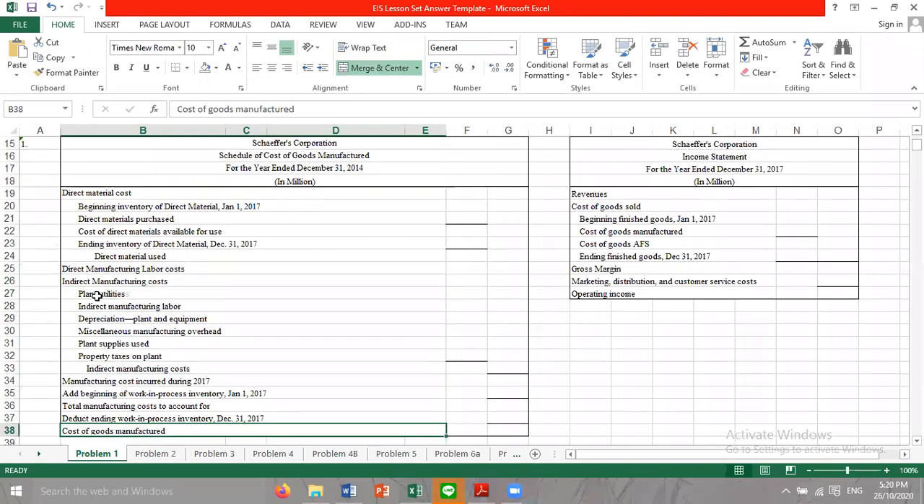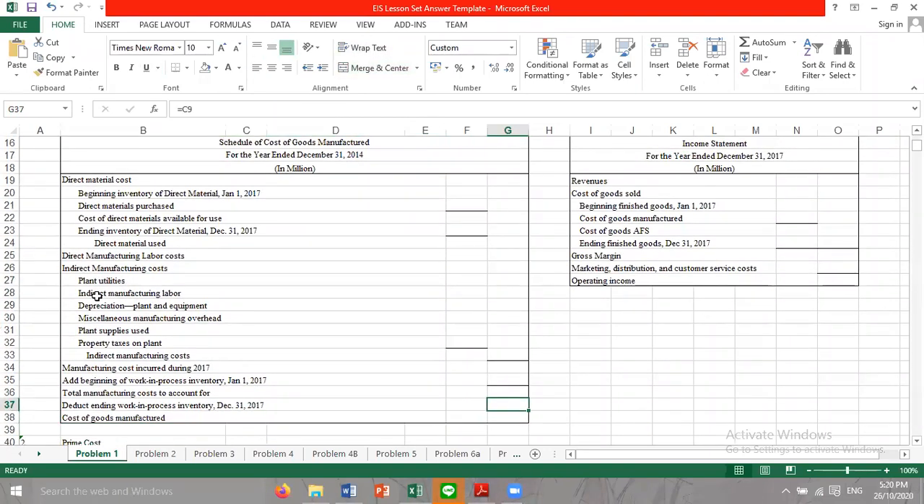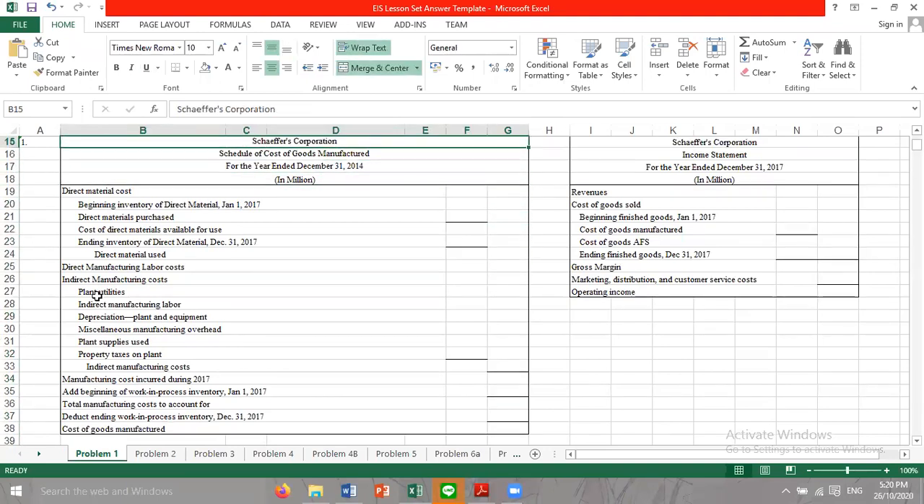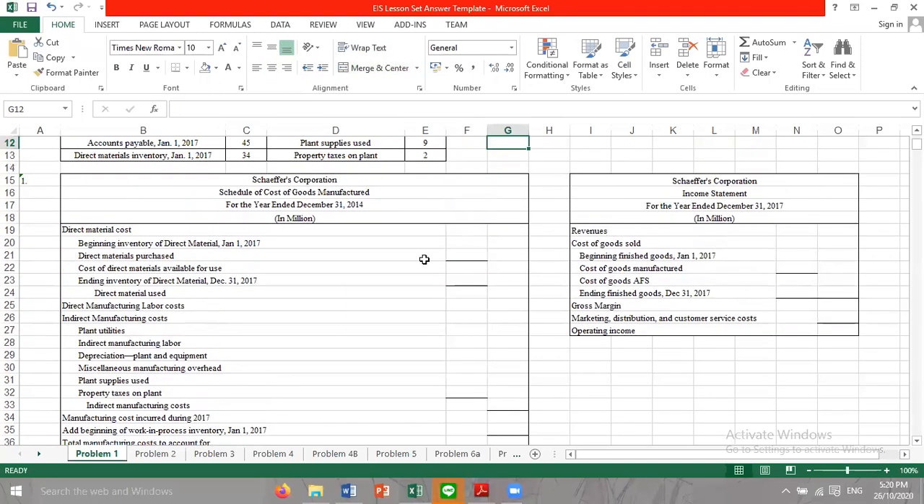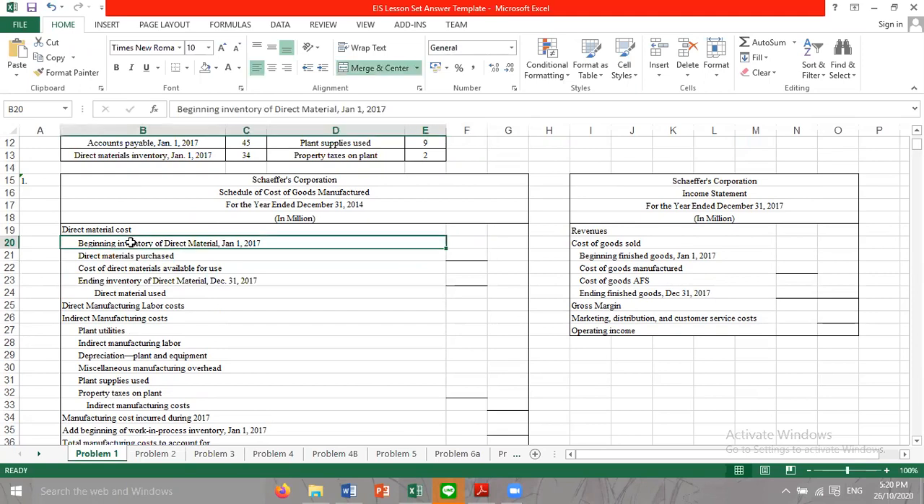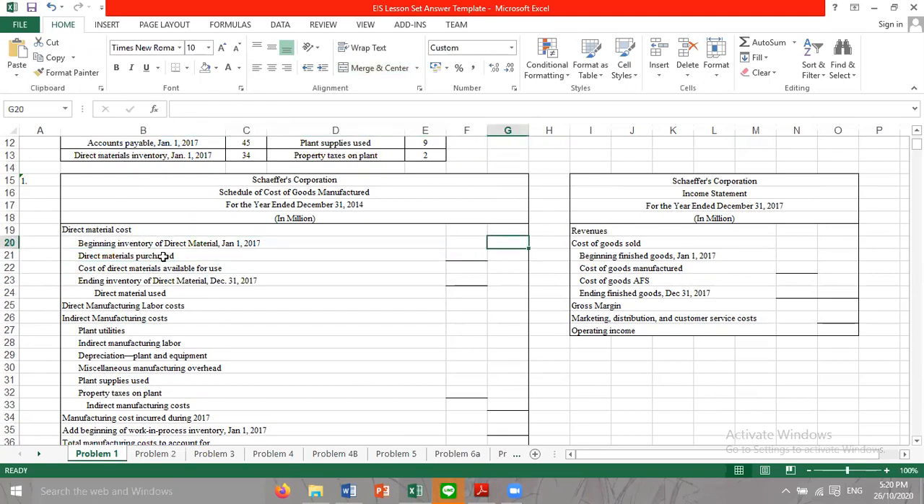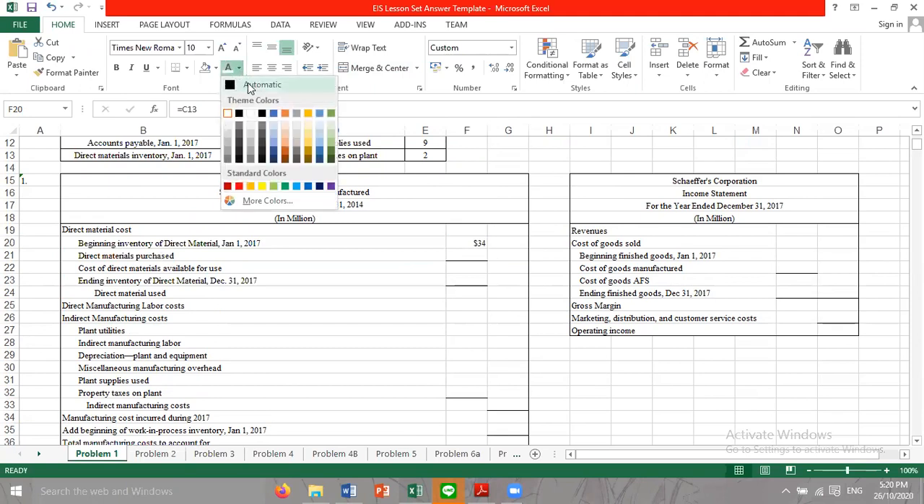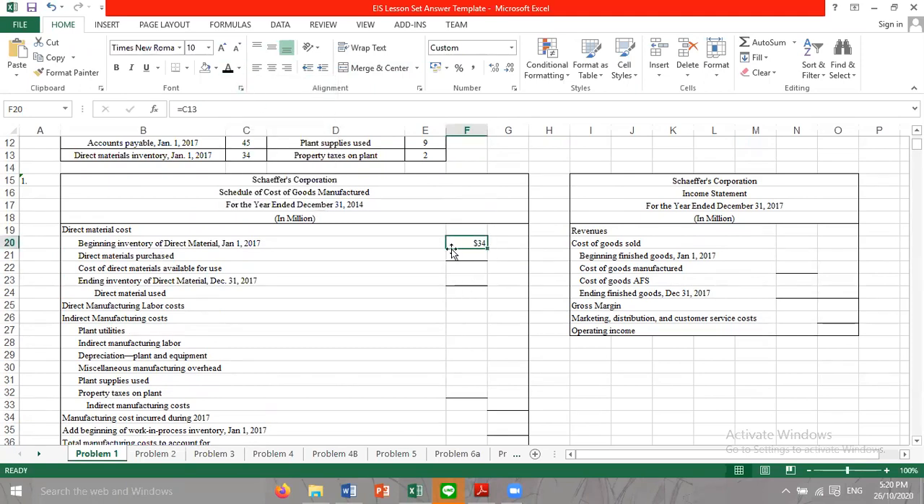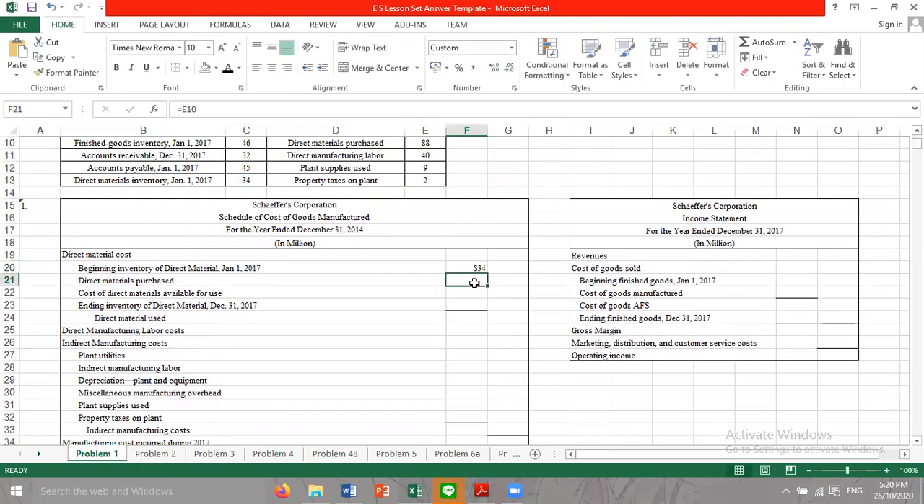And then we'll be able to calculate cost of goods manufactured from it. So first we need to calculate how much is the direct material cost. To do so, first we need to know the cost of direct materials available for use. To find that, we just add beginning inventory and direct materials purchased. Both are already given by the question. Here is 34, shown by the data from the question. And then the next one, direct materials purchase, is also 88, which is also shown in the question here.